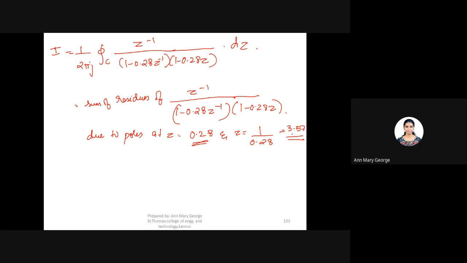Okay, because 3.57 is outside the unit circle, so we can eliminate it. Therefore we have to find out the residue at Z equal to 0.28.